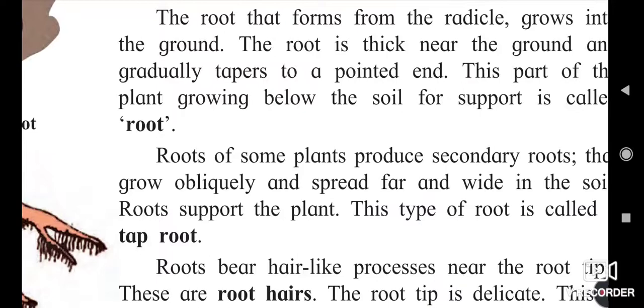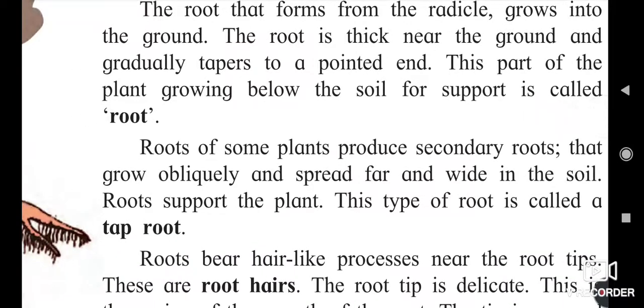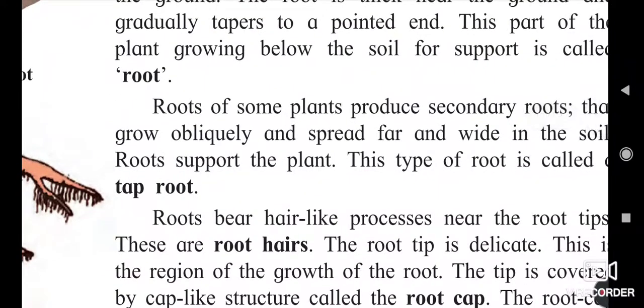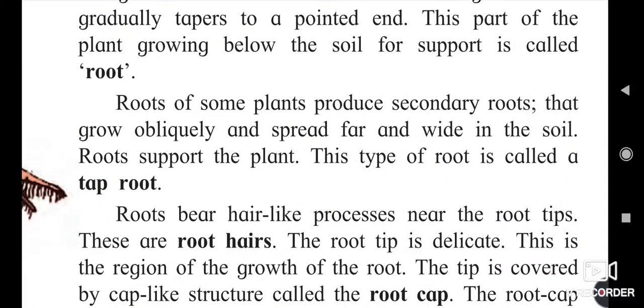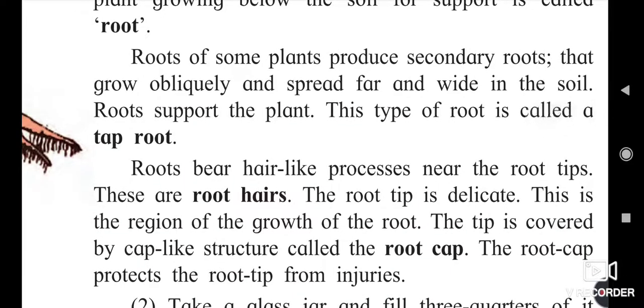The root of some plants produces secondary roots that grow obliquely and spread far and wide in the soil in search of food and water. The root also supports the plant to stay strongly on the ground. This type of root is called a taproot.